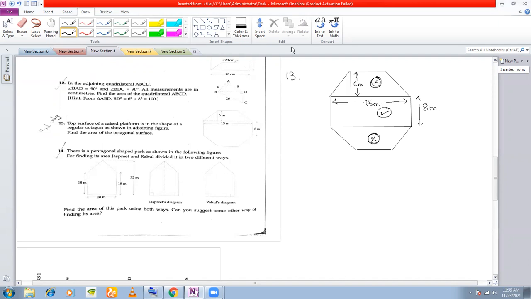Yes, sir. But in the question, it has not told that the upper and the lower one are equal. Lower one equal means what? The trapezium, you mean? Yes, sir. See, when they are talking about octagon, they are talking about a regular octagon. Okay, so if this is 8, this is also 8, this is also 8, this is also 8, right? Okay, sir. These sides are 8.